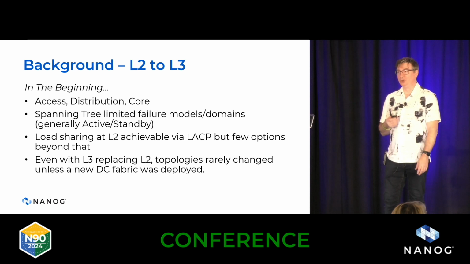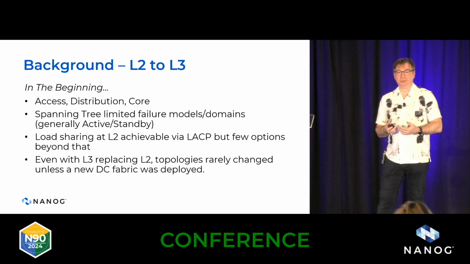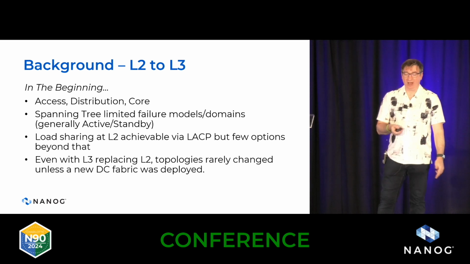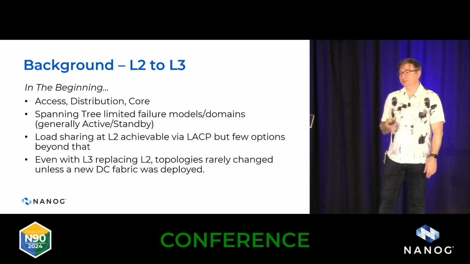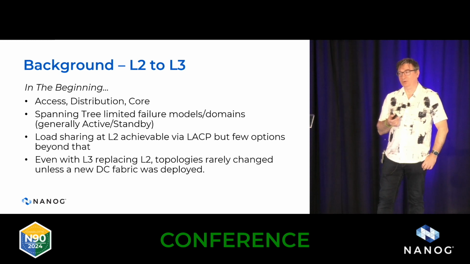When a link failure would occur, a lot of traffic would move from one place to another, and you really couldn't scale beyond multiple devices. Most of the time, you really only had an active and a standby for any given layer in the network. For scaling bandwidth beyond a single port, your best option at the time was L2, was LACP.